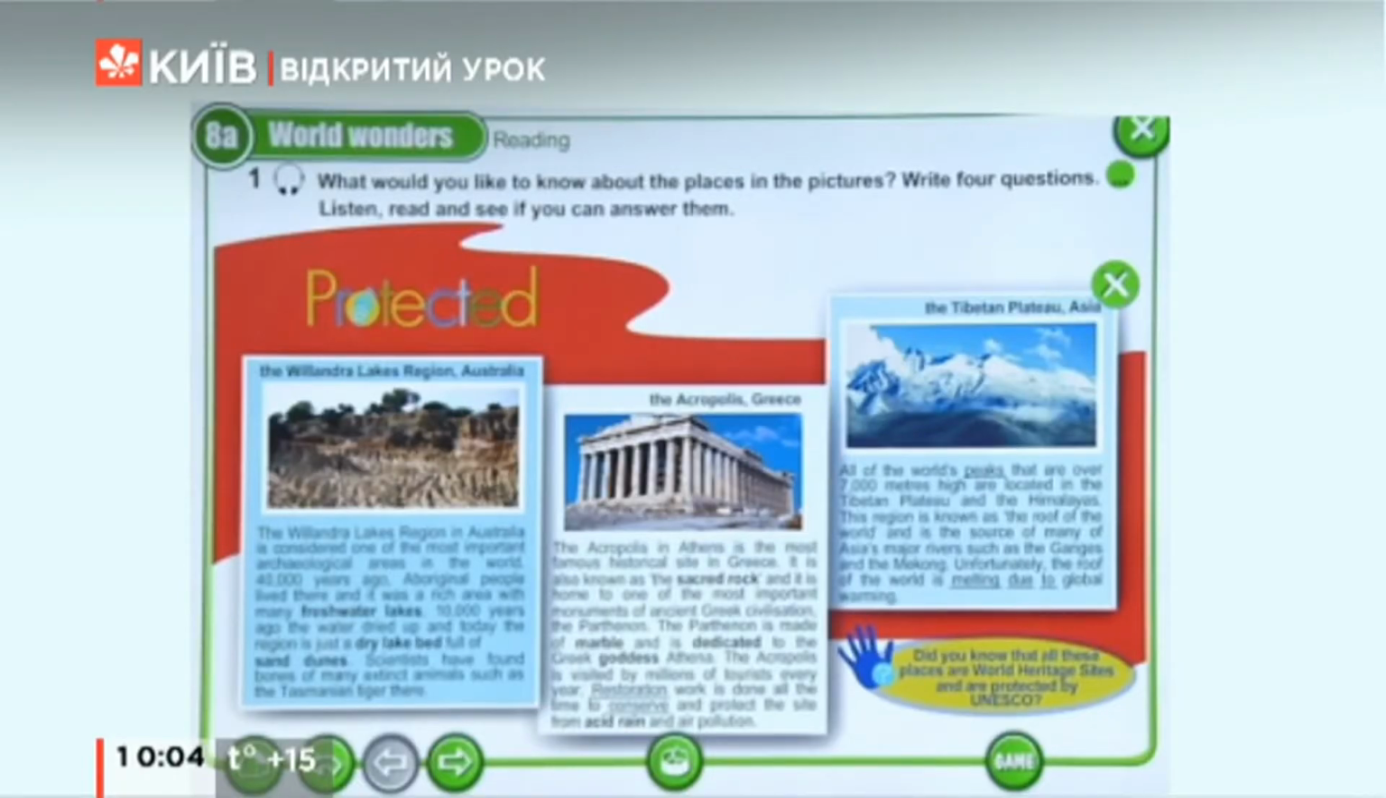The Willandra Lakes region, Australia. The Willandra Lakes region in Australia is considered one of the most important archaeological areas in the world. 40,000 years ago, Aboriginal people lived there, and it was a rich area with many freshwater lakes. 10,000 years ago, the water dried up, and today the region is just a dry lake bed full of sand dunes. Scientists have found bones of many extinct animals, such as the Tasmanian tiger there.